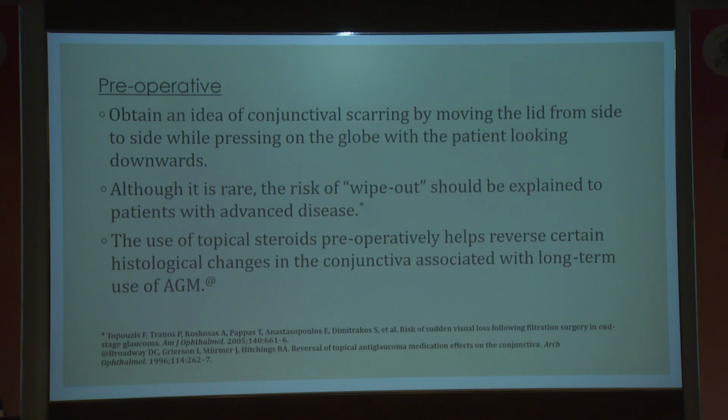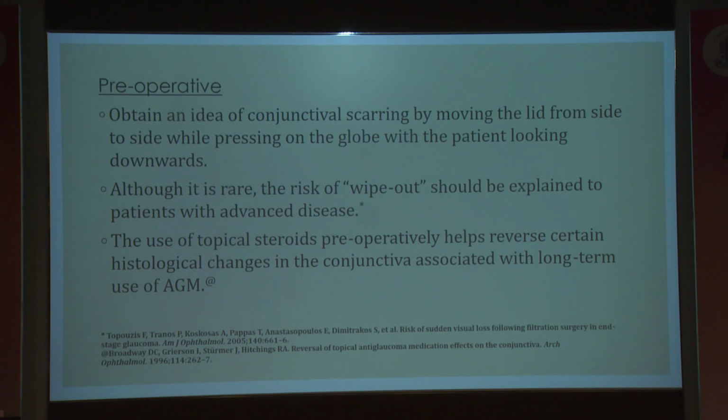So certain preoperative measures that we can take to ensure success for a trabeculectomy, first and most important, is to check the extent of conjunctival scarring on the slit lamp. This can be done either with an earbud or even with a finger. We have to check the mobility of the superior conjunctiva before planning a trab. The risk of a wipeout or a snuff out, though it is very rare, reported incidences between 1 to 7% only, should always be explained in all patients with advanced glaucoma.